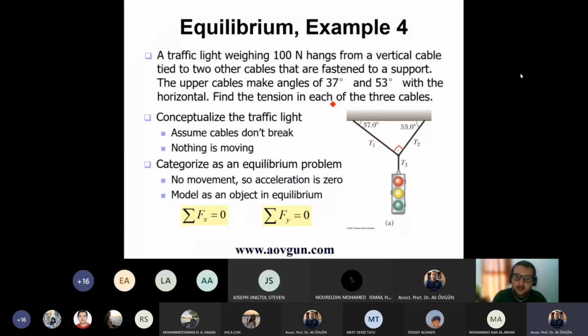So find the tension in each of the three cables. You must find what is T1, what is T2, and what is T3. How can you solve it? First of all, you must conceptualize the traffic light. You must assume the cable and nothing is moving, so this is stable and in equilibrium. Then categorize it as an equilibrium problem. So acceleration is 0, so F net is equal to 0. All the components must be equal to 0: Fx net is equal to 0 and Fy net is also equal to 0.